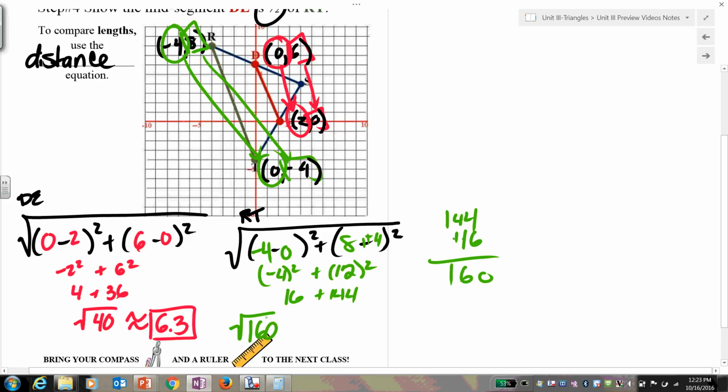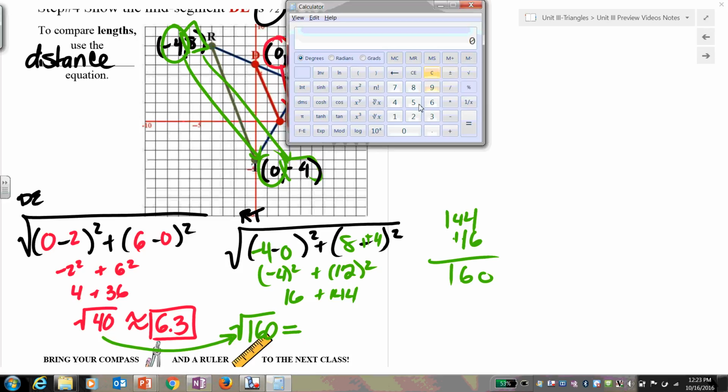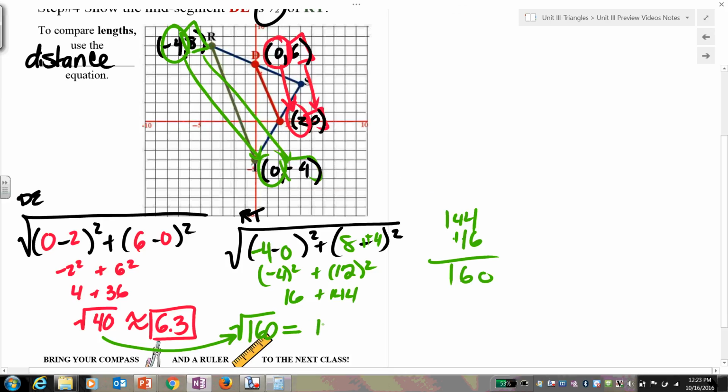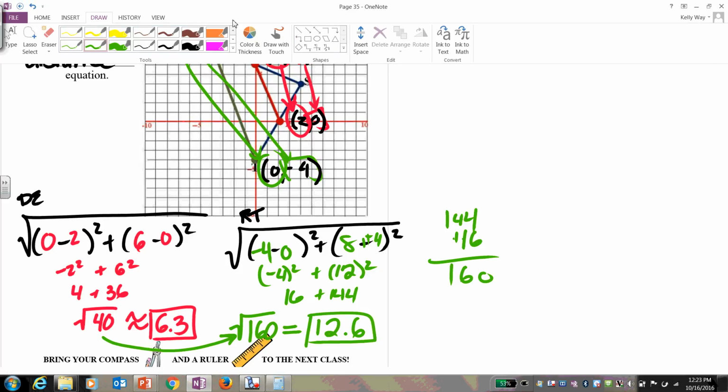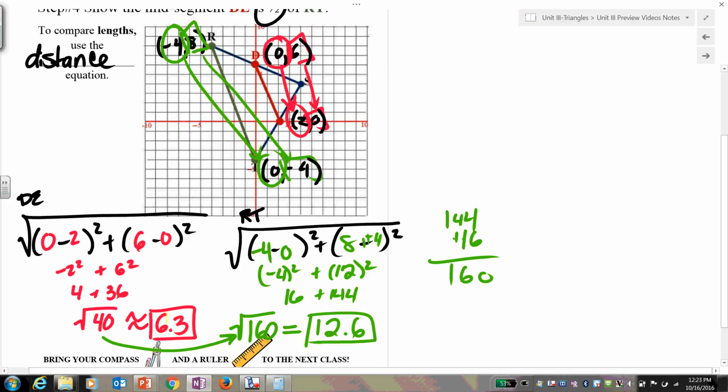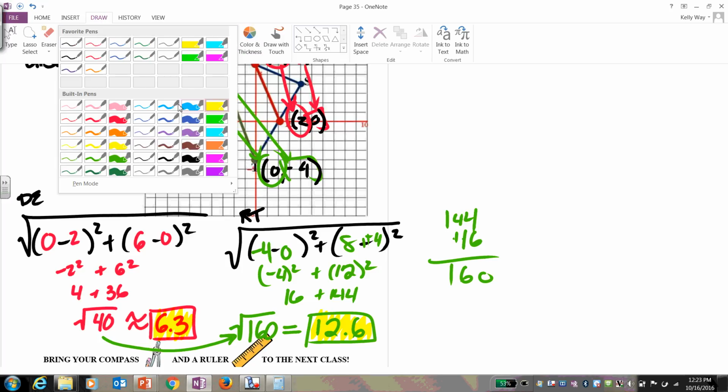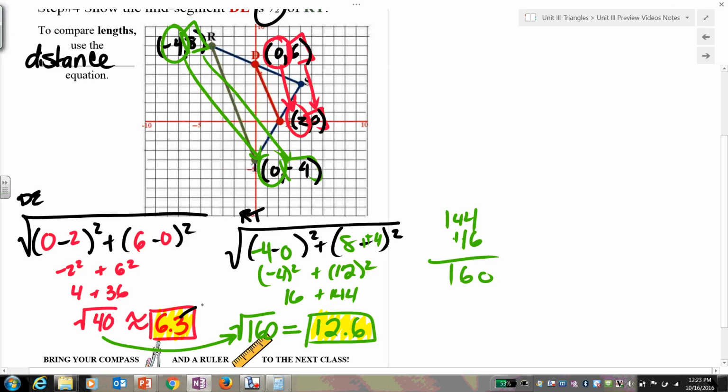Now at first, that doesn't look like it's doubling. But you need to realize you're dealing with radicals here. So we're going to get the square root of 160. And look very carefully, it's 12.6. So if you compare these lengths, if we double 6.3, we get 12.6. So right now we have proved the second quality of mid-segments: the mid-segment is not only parallel, but it's also half of the length.